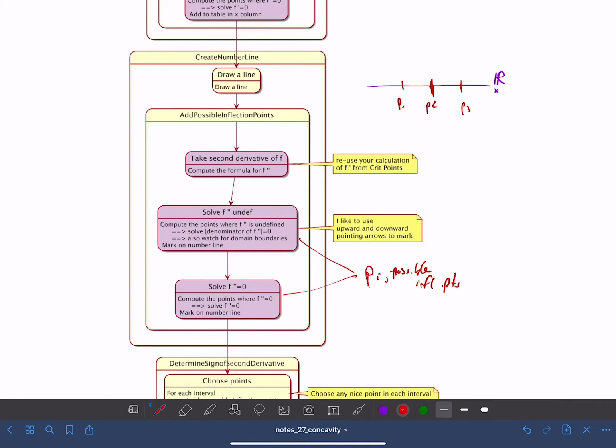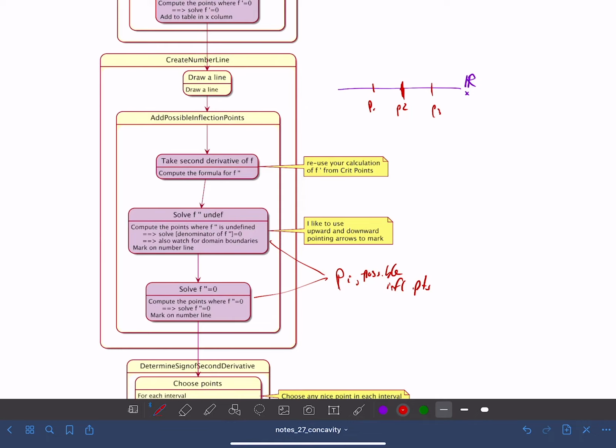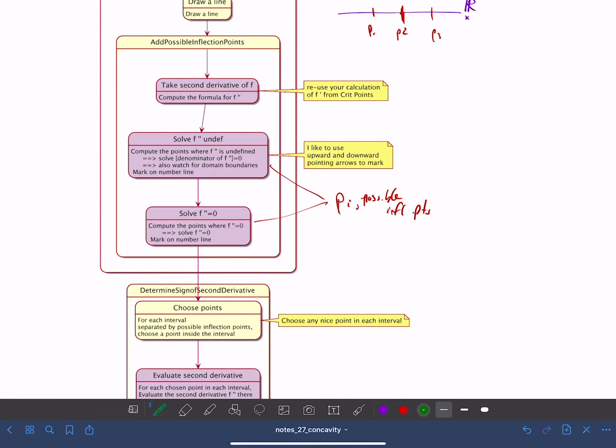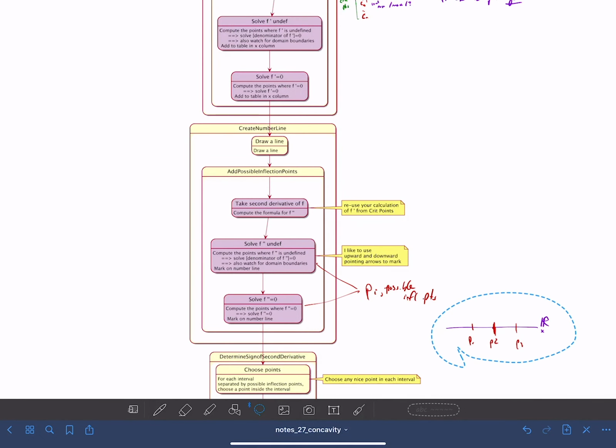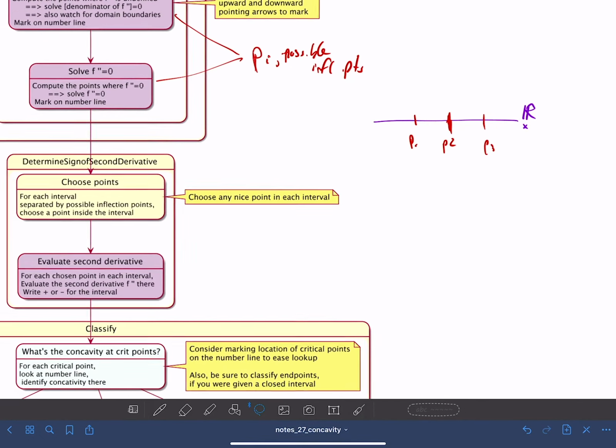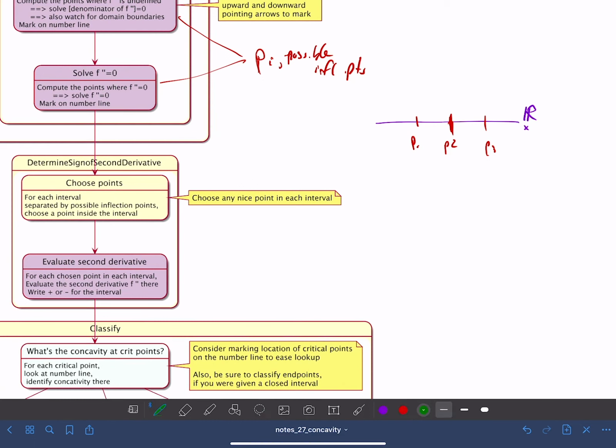And now I need to determine the sign of the second derivative. Oh, I think that should be inside the create number line box. All right, so now we're going to do that test point thing. For each interval that I have inside of that, I'm going to choose a test point. The values of those are up to you. Choose nice numbers. Any number that you want inside of there, choose it.